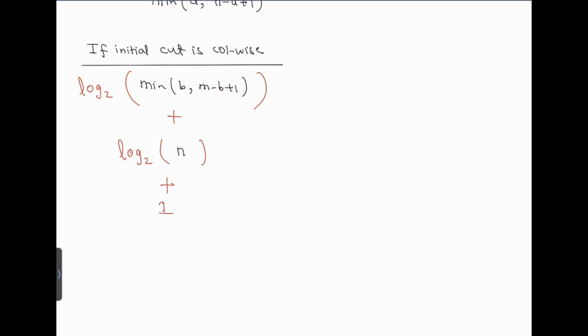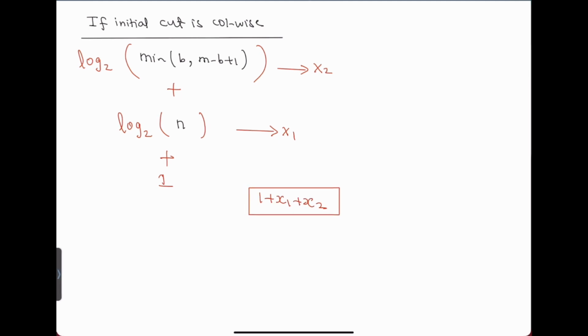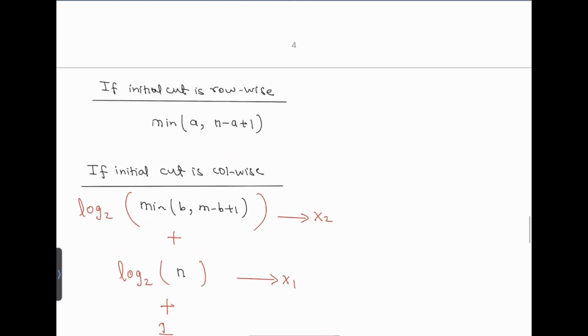So that is my answer. Let's call this x1, and let's call this x2. So our answer is going to be 1 plus x1 plus x2, right? And remember, here the value that we will be taking will be the ceil value, okay? It will not be the floor value. But what if the initial cut is row wise?